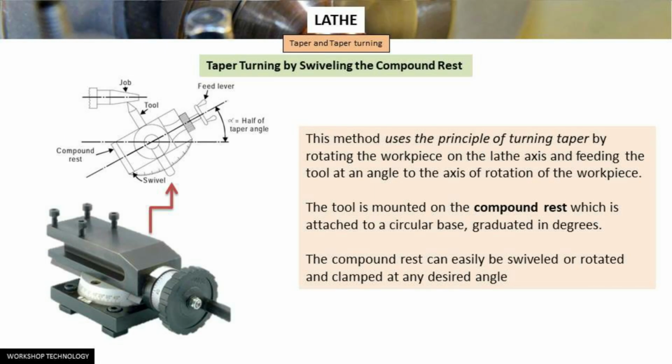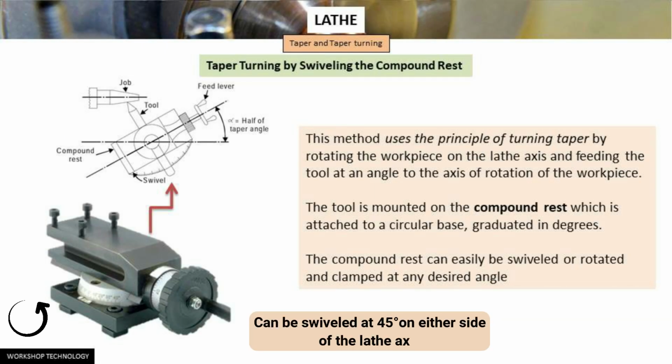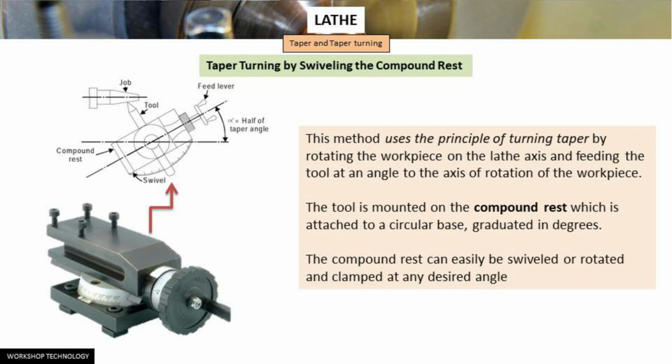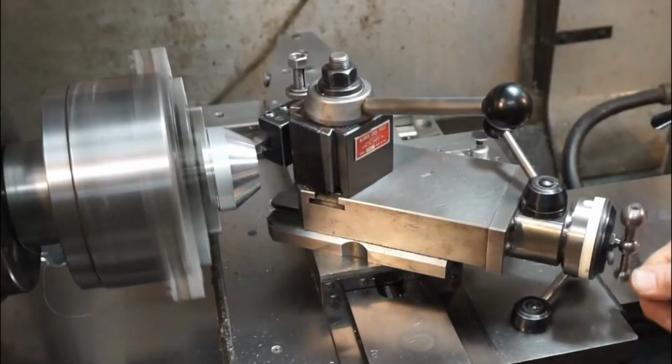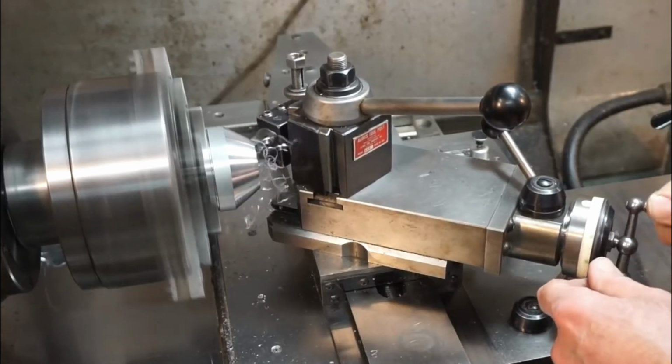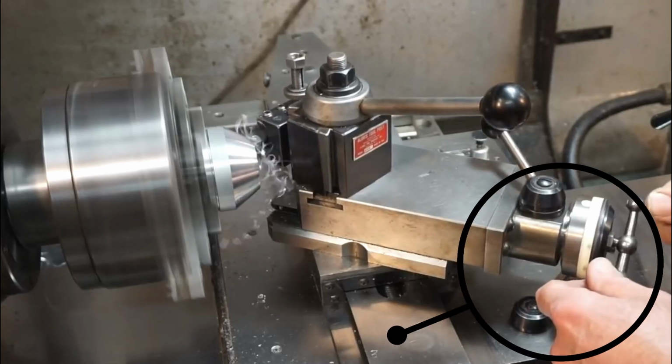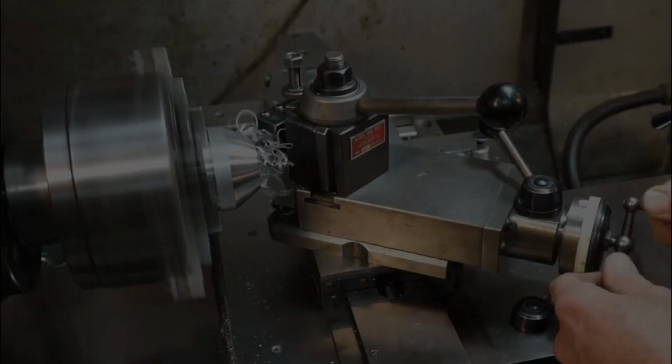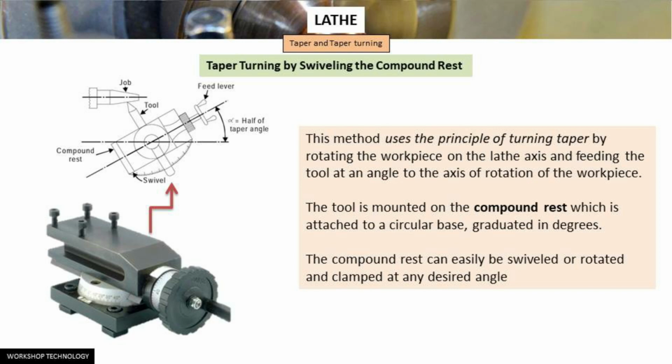The compound rest can be swiveled at 45 degrees on either side of the lathe axis, enabling it to turn a steep taper. The movement of the single point cutting tool in this method is purely controlled by hand. Thus, it provides a low production capacity and ultimately a poor surface finish.